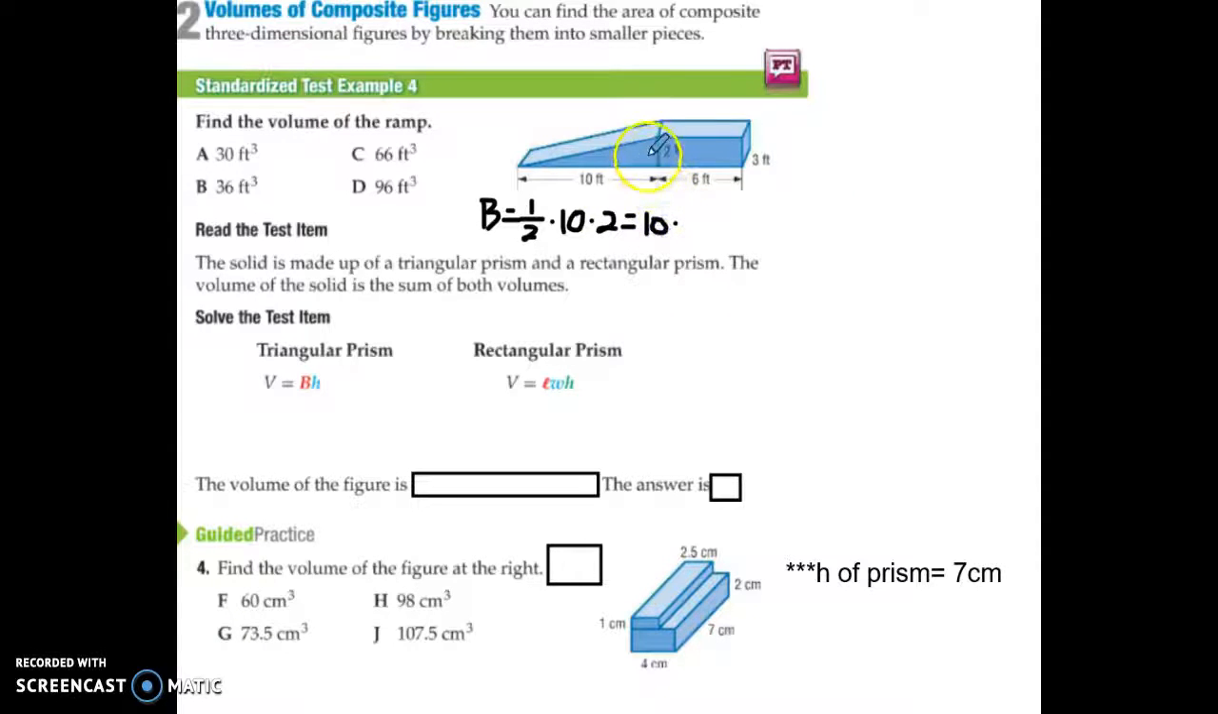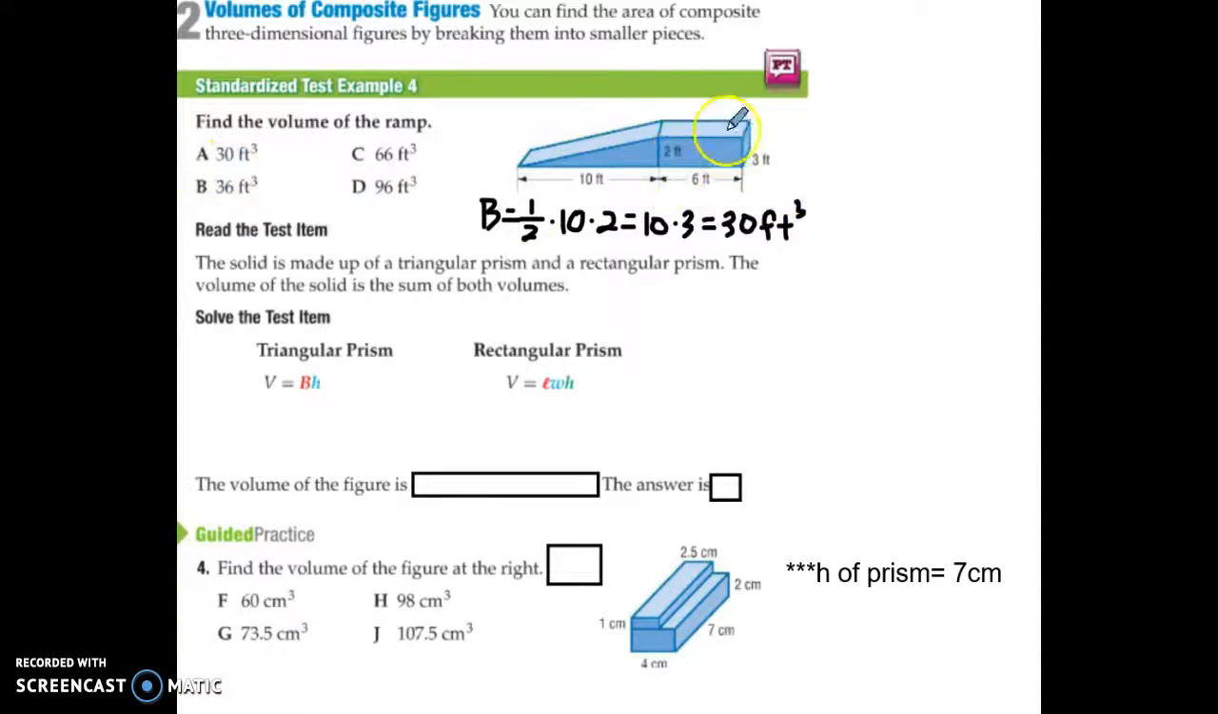Times how far is it from this front triangle to the back triangle? Well, from this front triangle to the back triangle is this distance right here, 3 feet, because they go back 3 feet there also. So take that times 3, that's 30. So the volume of the triangular prism is 30 feet cubed. Now that's not my answer, even though it's one of my options over there.